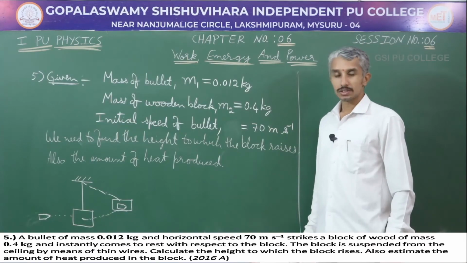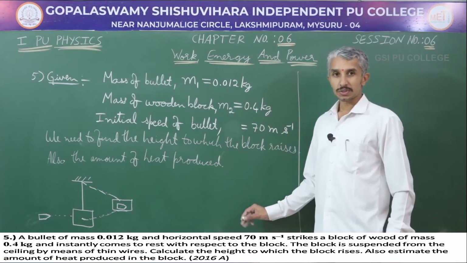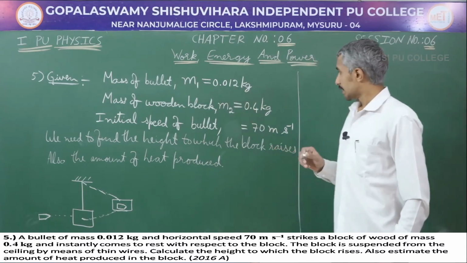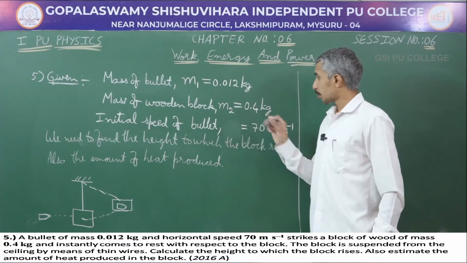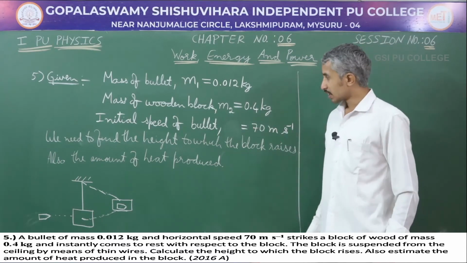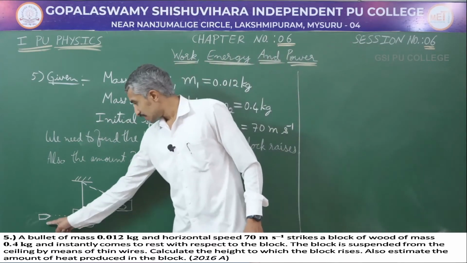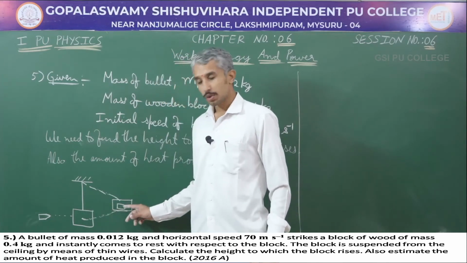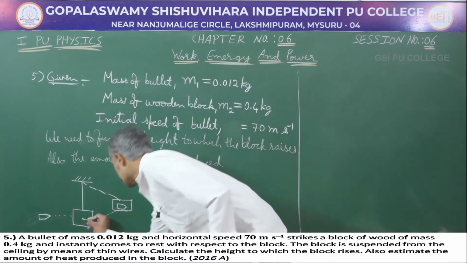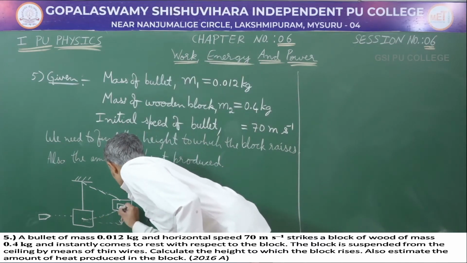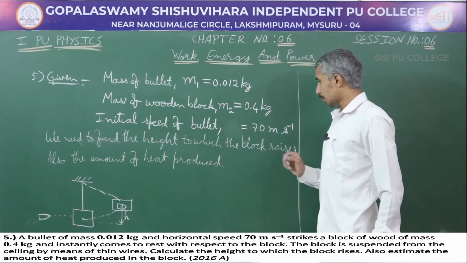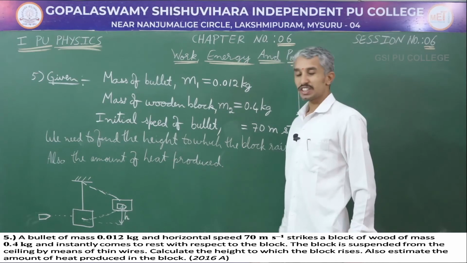Here is the numerical given. This numerical is related to inelastic collision. A bullet of mass 0.012 kg is being fired and it hits a wooden block of mass 0.4 kg. They have said that the bullet comes to rest immediately, which means a bullet is striking a wooden block which has been suspended and it comes to rest within the wooden block, and the wooden block rises by a height h. Let me take the height here as h. We are supposed to find the height to which the block rises, and also the amount of heat produced.